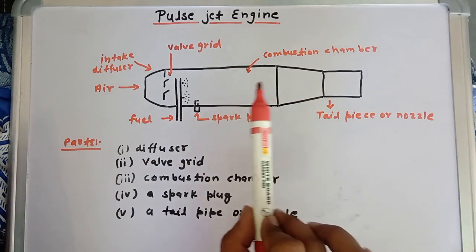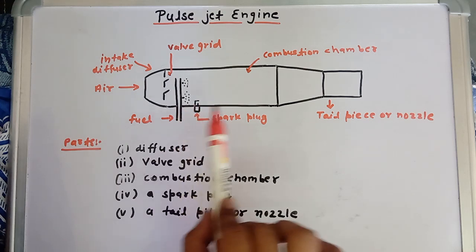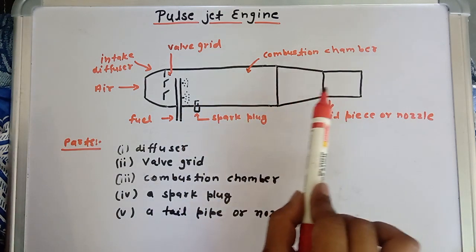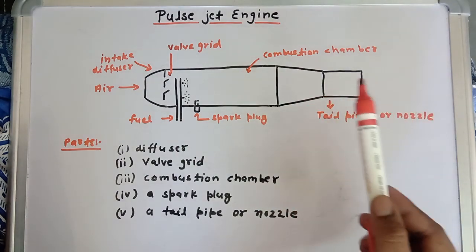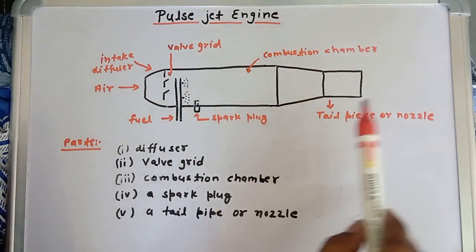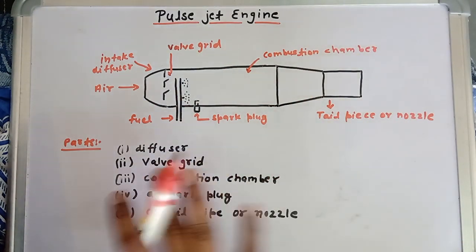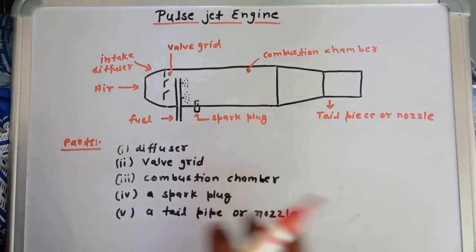The products of the combustion surge towards the nozzle. They expand in the nozzle and escape into the atmosphere, and in this way the Pulsejet engine works. So this was the working of the Pulsejet engine.